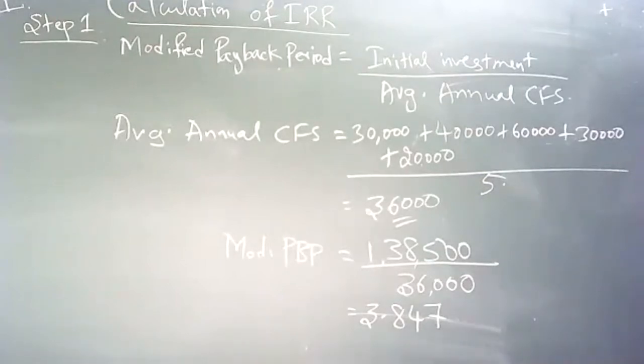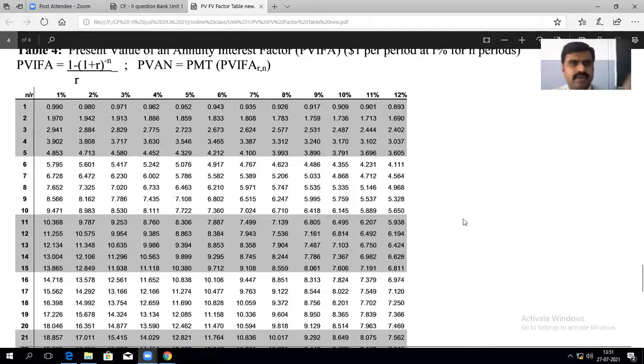3.847 line. Where I want to check is the number of years. What is the number of years now? 5. You are not able to see, sorry, I have to share the screen. One minute. Yeah, now you are able to see.